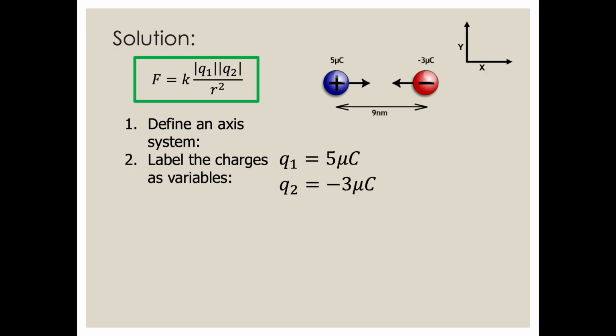Step 2 is to label the charges as variables. For Coulomb's law problems, typically we use the variable capital Q or lowercase q to denote charge. So here we have Q1 and Q2 as shown. Step 3 is to define the separation distance as a variable. Typically we use the variable lowercase r as shown.